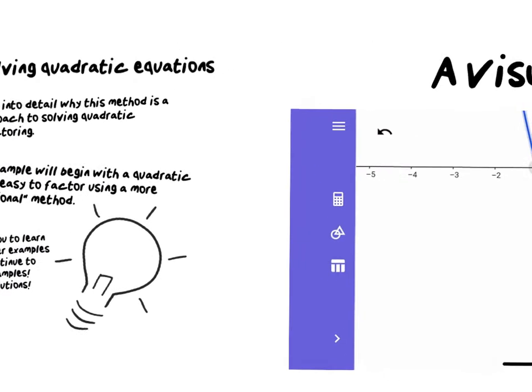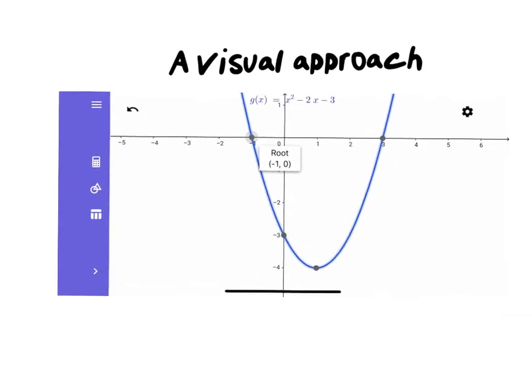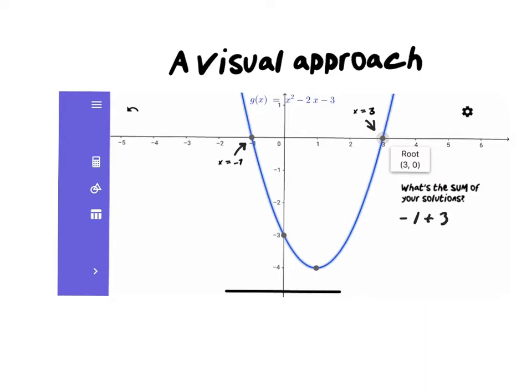Now let's take a visual approach. We'll first start by identifying the solutions. X is -1 and x is +3. What's the sum of those solutions? -1 plus 3, the sum is 2.